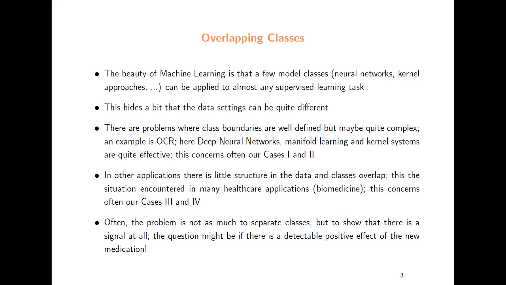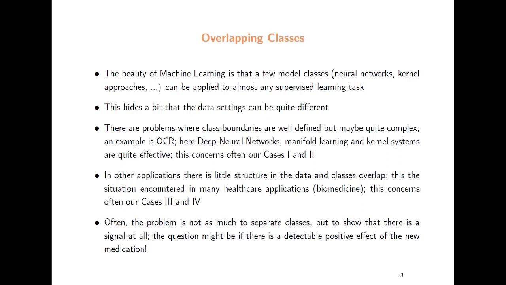In other applications, there's little structure in the data and classes overlap. This is a situation, for example, often encountered in healthcare applications. So every input, or many inputs, have influence, but maybe weak influence. And the outputs are not always unambiguous. So you give the same medicine to different persons, and the outcome might be different.